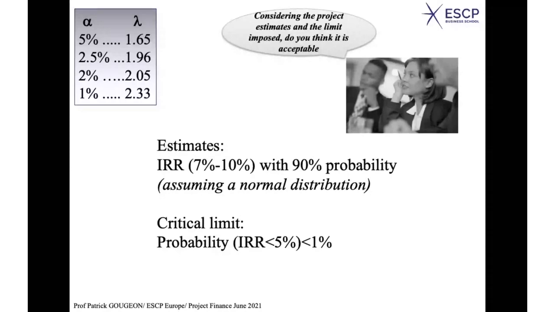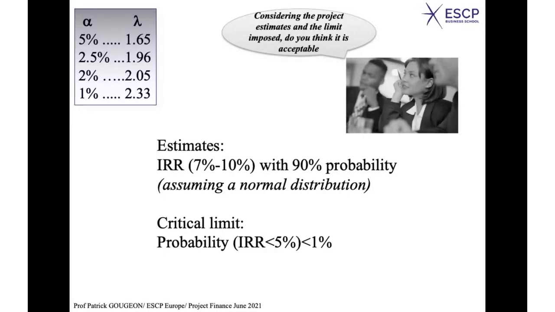Indeed, the smaller the probability you take, the longer the distance from the mean. If you take only 1% at the extreme of the probability distribution, the distance from the mean would be 2.33 standard deviation. These are numbers which I recommend you keep in mind because they are useful.